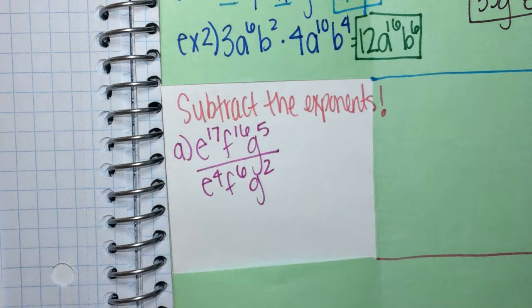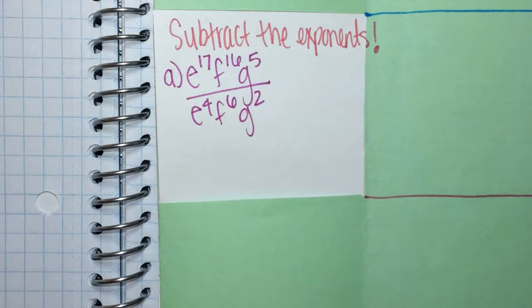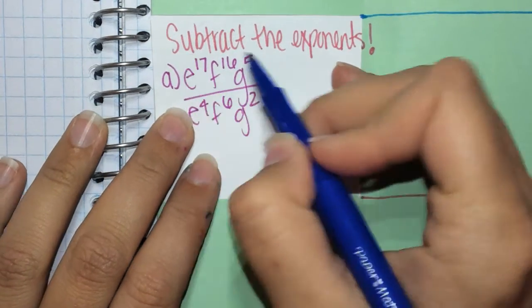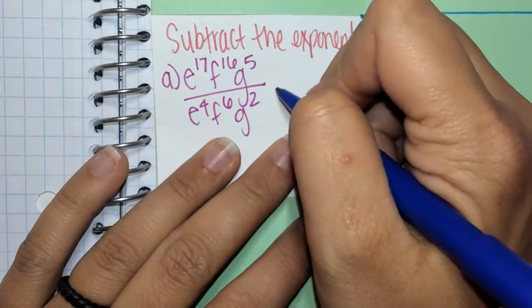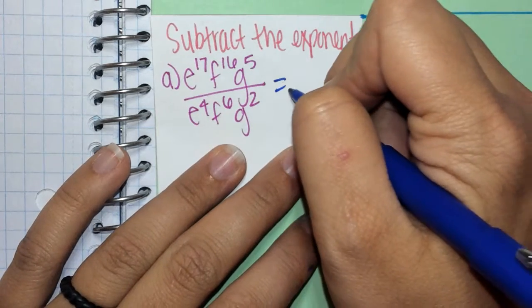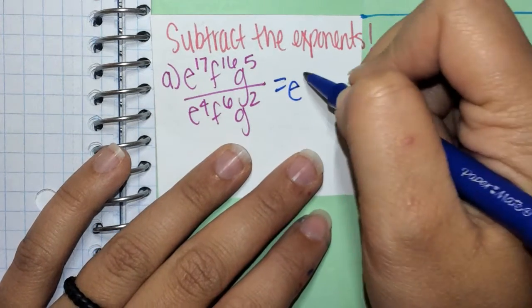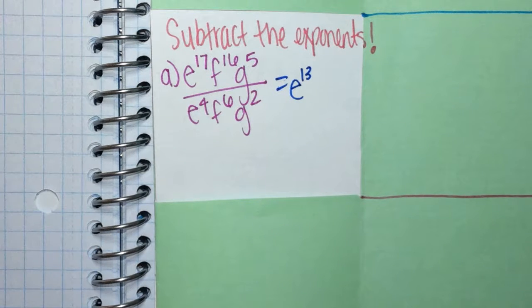Now, do we add all the exponents together on the top? No, because they are not what? Like bases. We can do e to the 17th divided by e to the 4th. And when we divide like bases, what do we do to the exponents? Subtract. What's 17 minus 4? 13. So that's e to the 13th power. If you said 13, take a point.